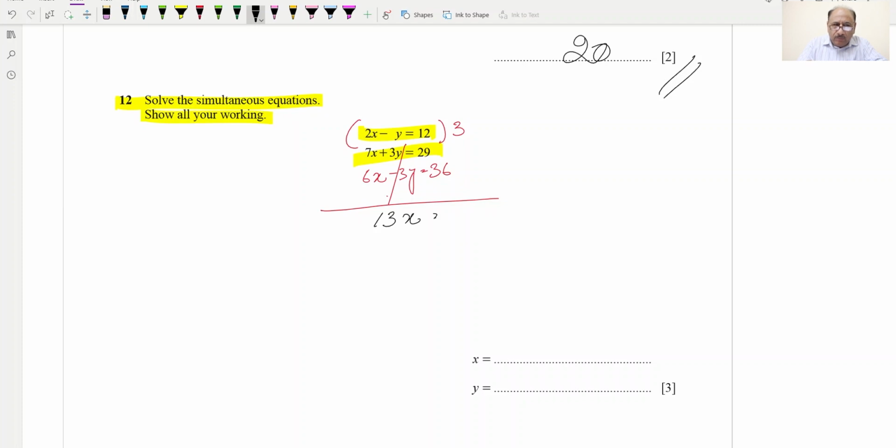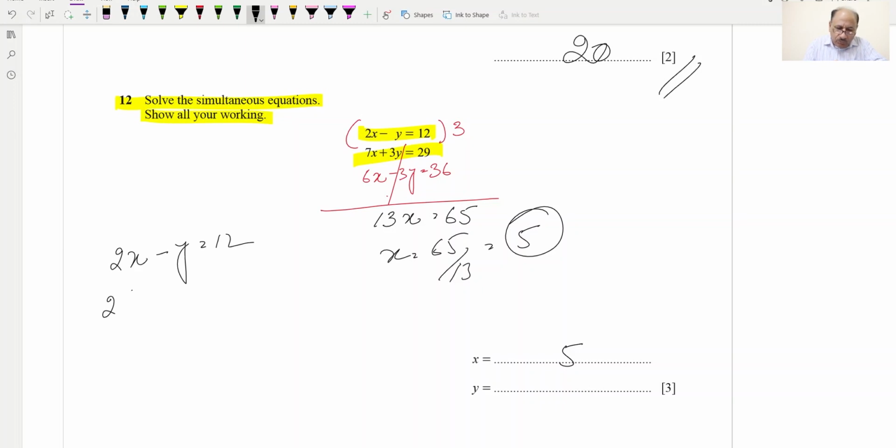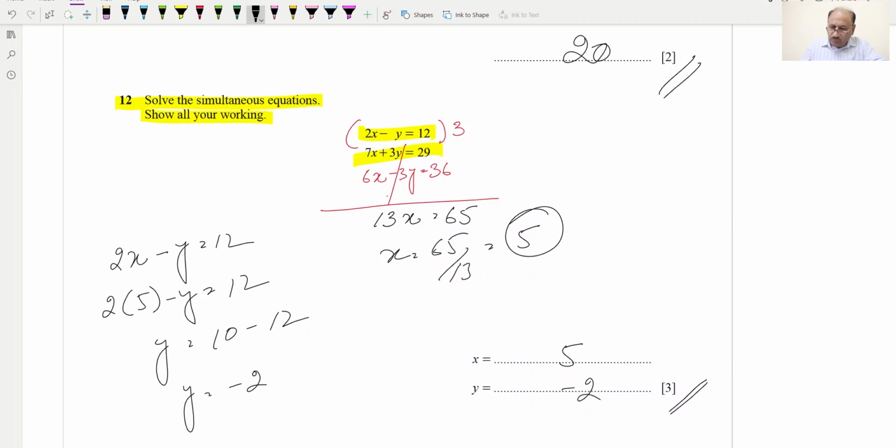X is equal to 29 plus 36 will be 65. So x will be equal to 65 over 13, which is equal to 5. So the x value is 5, which we can provide over here. For the y value, we will use any of the original equations and we will replace x is equal to 5. In that one, I am using the first equation. 2x minus y is equal to 12. So 2 into 5 minus y is equal to 12. So y will be equal to 10 minus 12, which is equal to y is equal to minus 2. So the answer will be minus 2 for 3 marks.